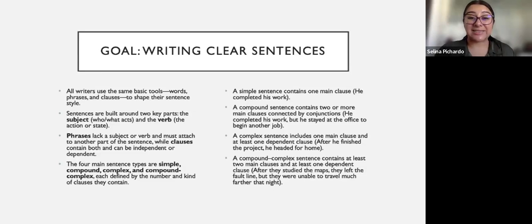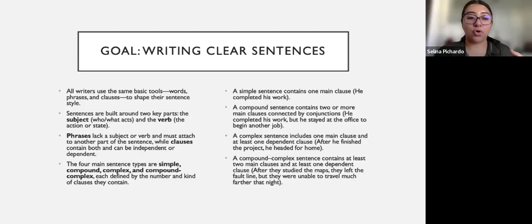So remember, sentences are built around two key components. We have the subject, the who, and the verb, which is the what, the action. Phrases lack a subject or a verb, so they must be attached to another part of a sentence, whereas clauses contain both a subject and a verb. And clauses can be independent sentences by themselves, or they can be a dependent part of another sentence.